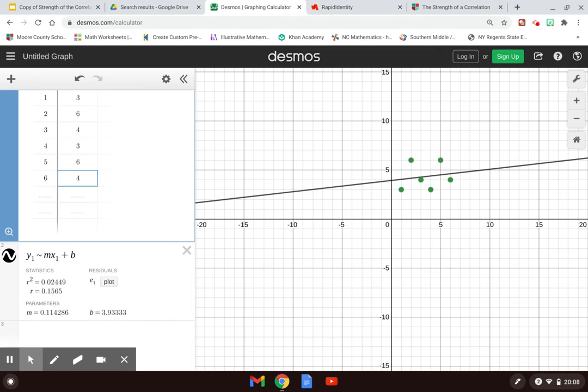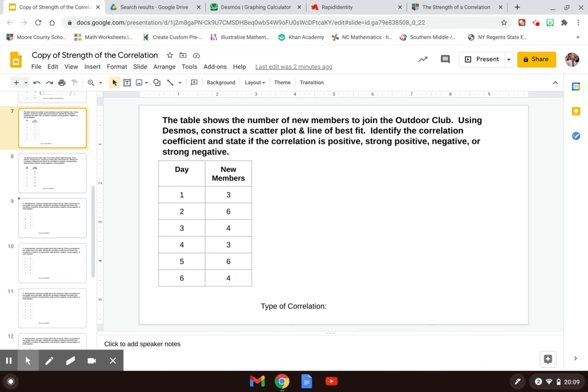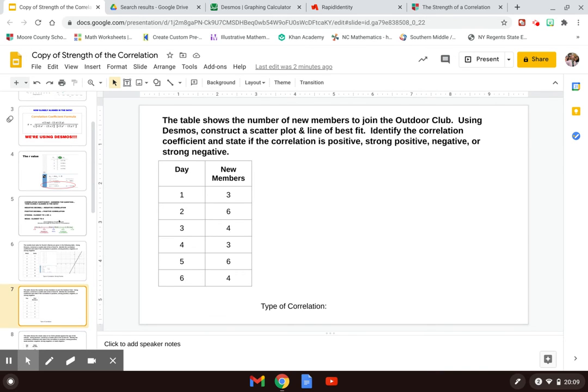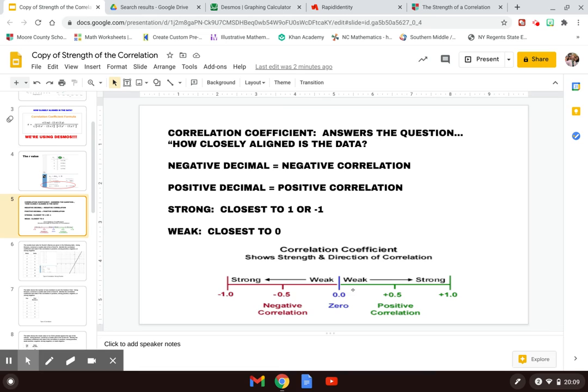And notice when you look here, again, you have your slope, which is m, your y-intercept, which is the b value. But now my r factor here, my correlation coefficient, is 0.1565. Okay? So again, if I were just to apply that to the scale, that's going to be over here, almost close to 0. So the closer we get to 0, which means we're getting to a weak correlation.